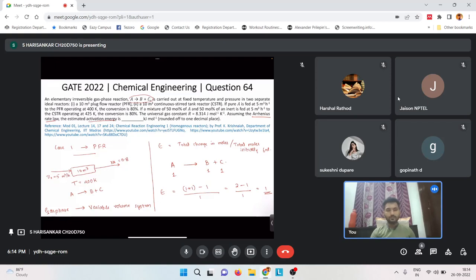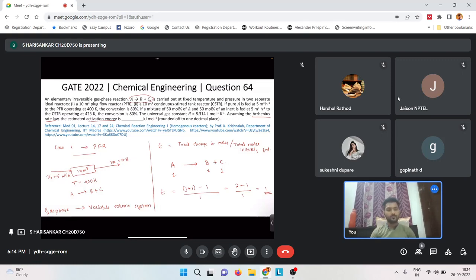So if we see this question, they have not given us K1 and K2. So our objective here is to find this rate constant for these two cases. So let's say rate constant K1 is the case of PFR, and rate constant K2 is the rate constant of the reaction in CSTR. So if we find these rate constants K1 and K2, we can apply this Arrhenius law and we can find the activation energy. So that is how we will proceed with this question.